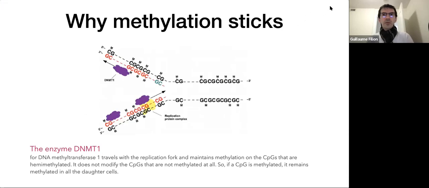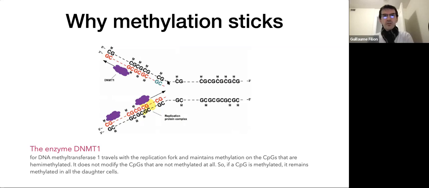So the most important question is, why does methylation stick? Like in a clone of cells, the inactive X is going to remain the same inactive X, not going to switch to the other one. So it means that the inactive X is always going to also pass the methylation status to the daughter cells. How does that work? The enzyme DNMT1, for DNA methyltransferase 1, travels with the replication fork and maintains methylation on the CpGs that are hemimethylated.